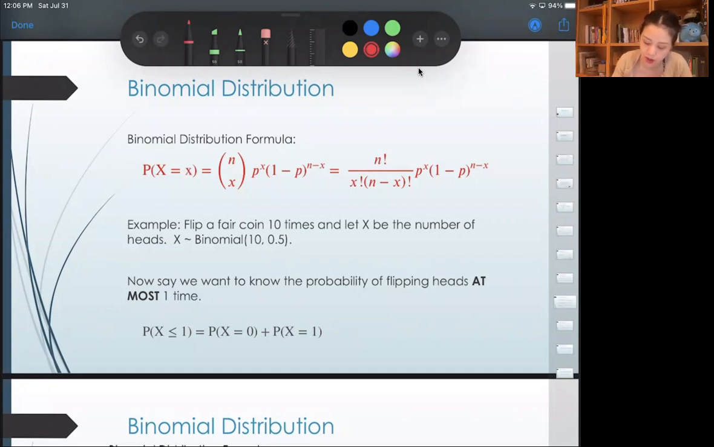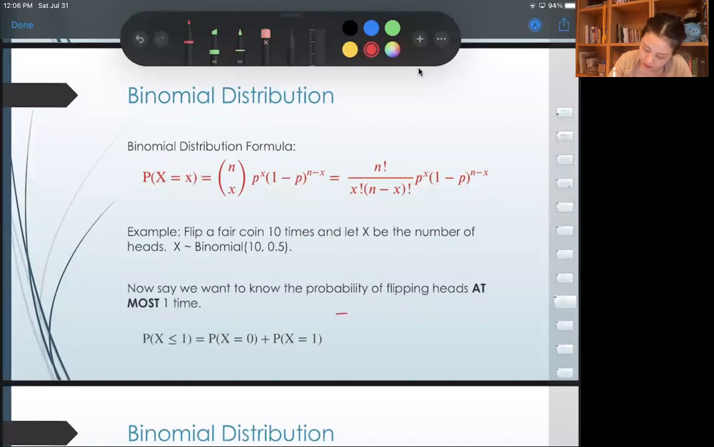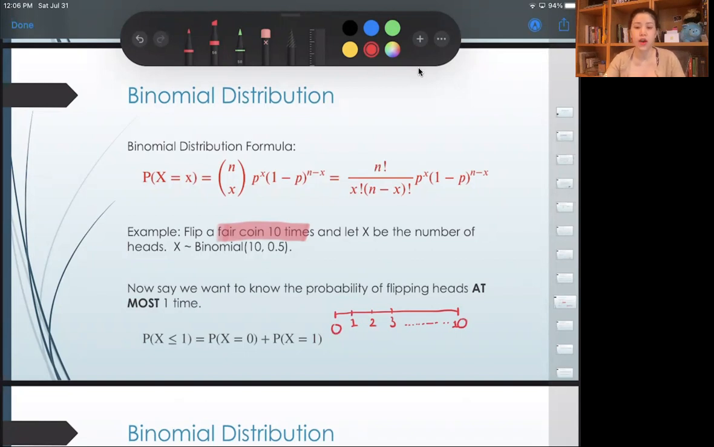So here, if I draw out my number line, I'm going to start at 0 and then go to 1, 2, 3, all the way to 10. Why? Because I'm flipping the coin 10 times. Why start at 0? If x equals 0, I got no heads: I flipped the coin 10 times and all 10 were tails. If x equals 1, I got 1 head out of 10 times. X equals 2, I got 2 heads out of 10 times, etc.